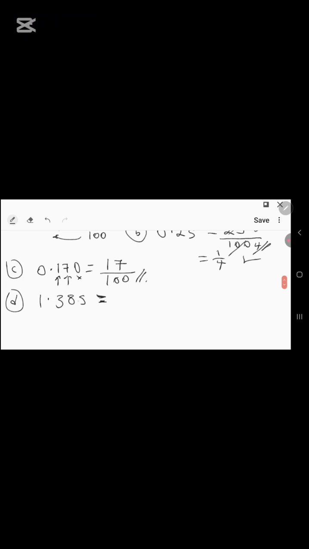So if I remove the point, I take all the numbers, I identify the number as 1385. This is how the number is, 1385. Then I will now set it all over. The amount that I count is 3, which means I'm going to divide it by 1 with 3 zeros, which is 1000. And this is my fraction. The decimal part of this now turns to 1385.